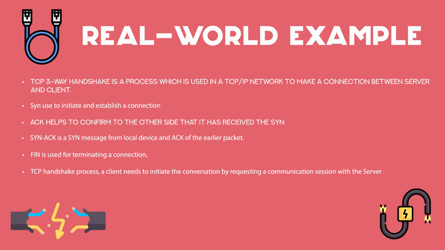In the TCP handshake process, a client needs to initiate the conversation by requesting a communication session with the server. In the first step, the client establishes a connection with the server. In the second step, the server responds to the client with the SYN and ACK signal set. And in the final step, the client acknowledges the response of the server. TCP automatically terminates a connection between the two ends.